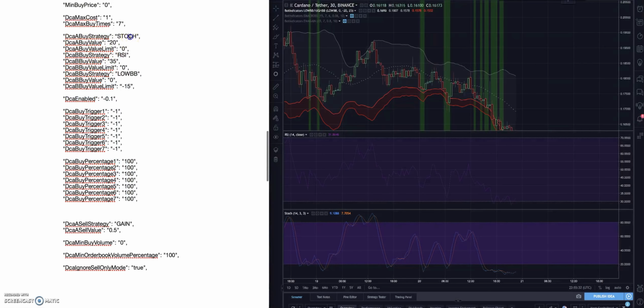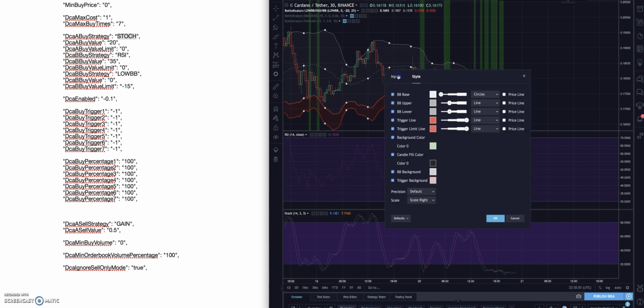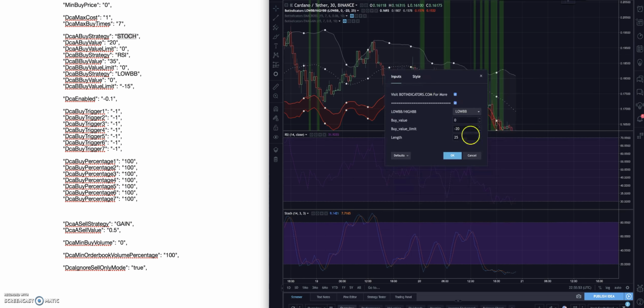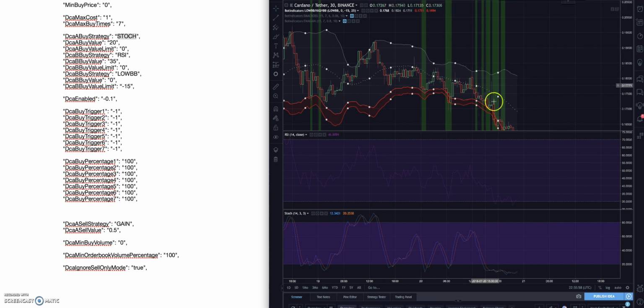Let's get into it. So stochastic. This is the stochastic indicator on the bottom. This is the RSI. And then for DCA, I'm using the low BB. So the low BB is from 0 to 15. Let's see what I'm using. Right now it's on 0 to 20. So what I can do is change that. Just give me a second here. 0 to -15. And we can see how the buys will be adjusted.